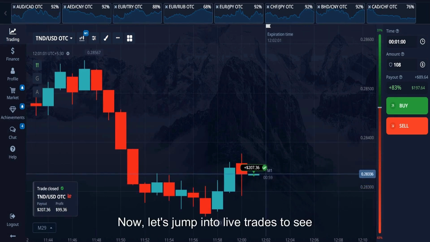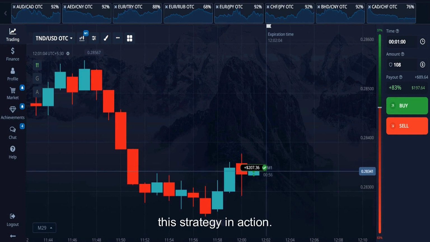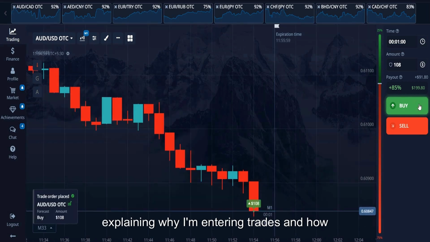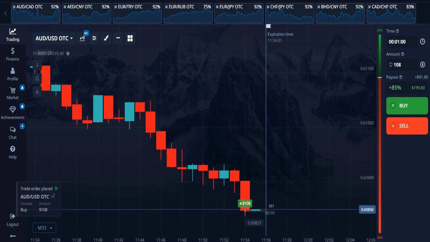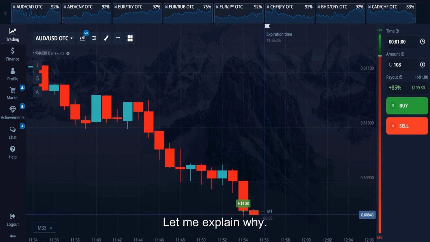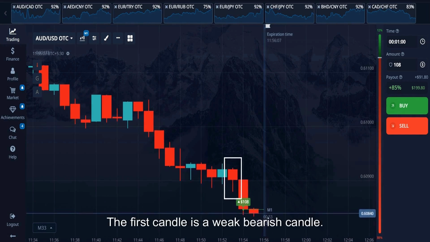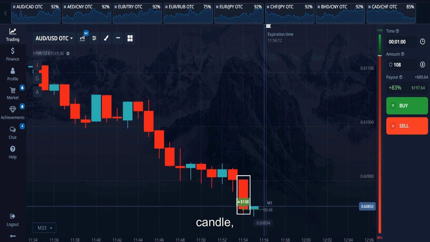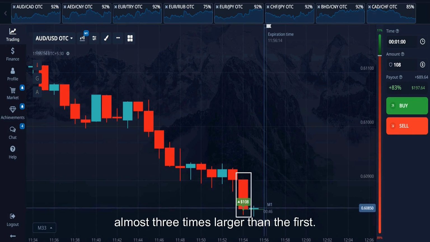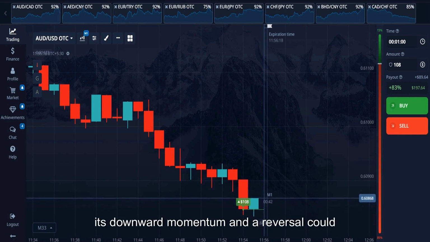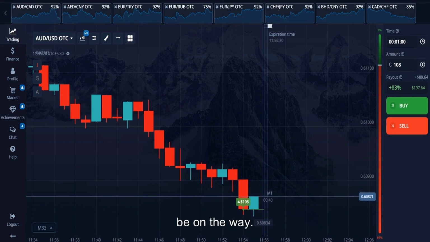Now, let's jump into live trades to see this strategy in action. I'll guide you through each step, explaining why I'm entering trades and how you can replicate this approach. Here, I've taken a buy trade as per our strategy. Let me explain why. The first candle is a weak bearish candle, and the second candle is a strong bearish candle, almost 3 times larger than the first. This indicates that the market might lose its downward momentum and a reversal could be on the way.